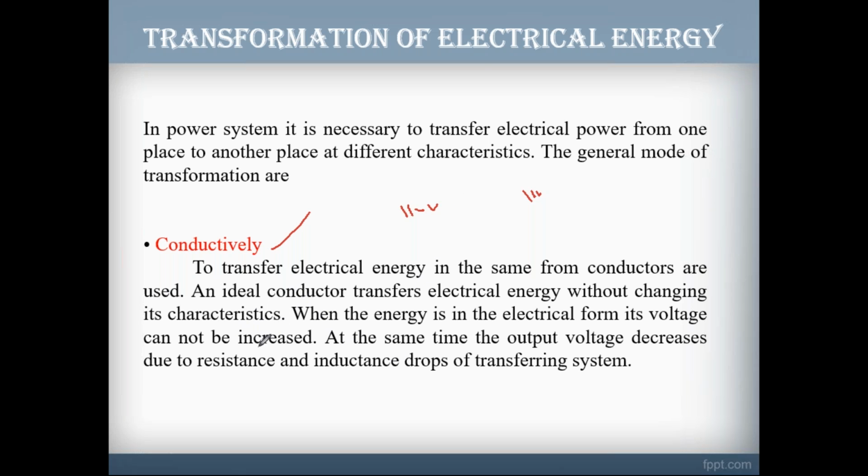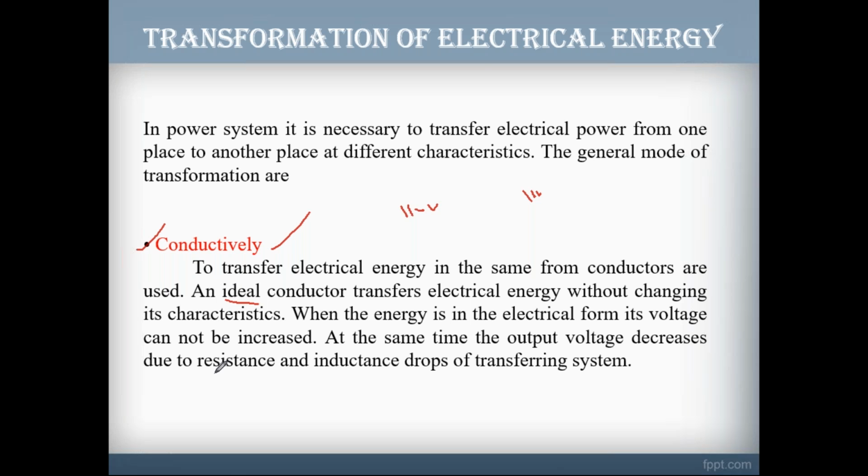When the energy is in electrical form, its voltage cannot be increased. Whatever voltage we give, the same voltage will apply. When input equals output, it is called the ideal case. In the ideal case losses are neglected, there are no losses. Whatever voltage we give at the input, the same voltage we get at the output, and this case is called the ideal case. So the input and output should not change. That is why this type of energy conversion we call conductive, right?